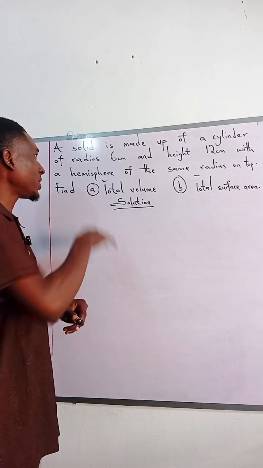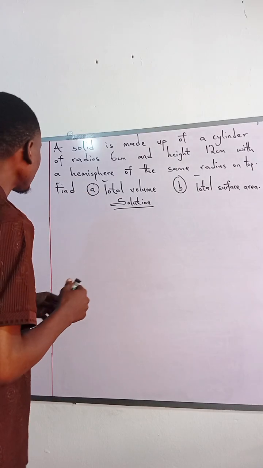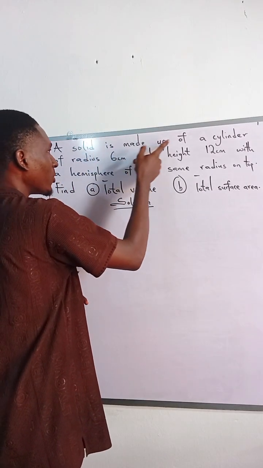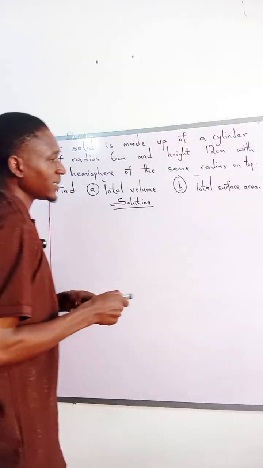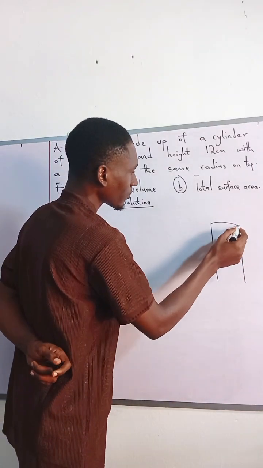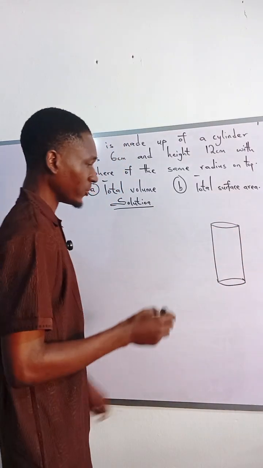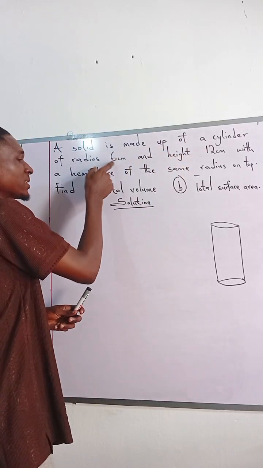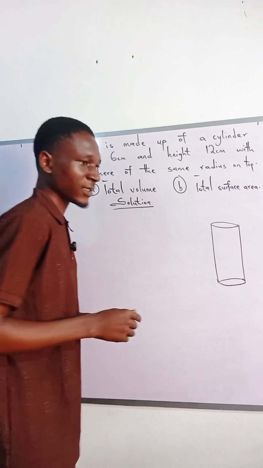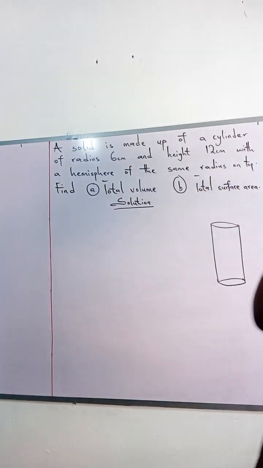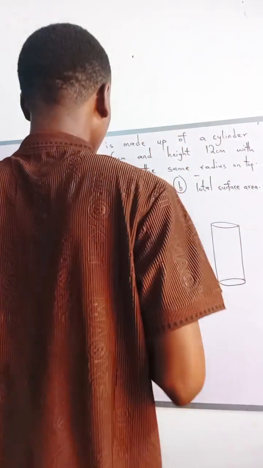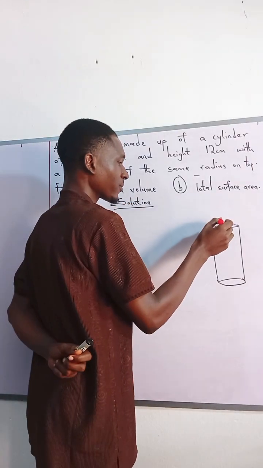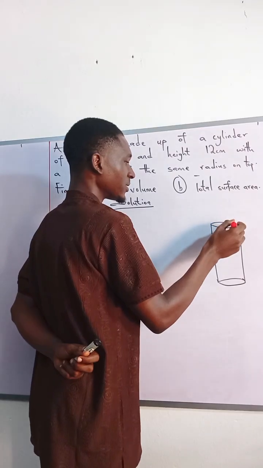Now, let's try to picture out the information we were given. We are told a solid is made up of a cylinder. How does a cylinder look? Yes, this is how a cylinder looks. So a solid is made up of a cylinder of radius 6 cm. What is the radius? I think I need my red marker. The radius is a straight line from the center to any point of the circumference. Okay.